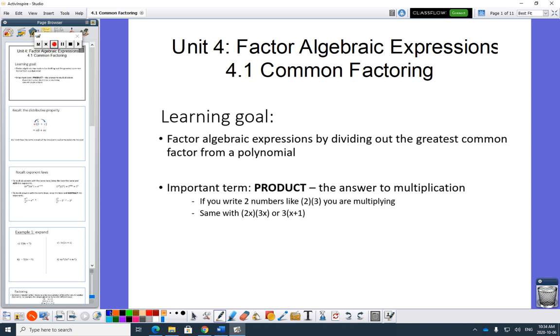So usually we use x's. Sometimes there are p's and r's and q's. It doesn't matter what the variable is. But what you want to do is write your answer as a product, not as an expanded, simplified form. Okay? So it's kind of opposite to what you've done before.